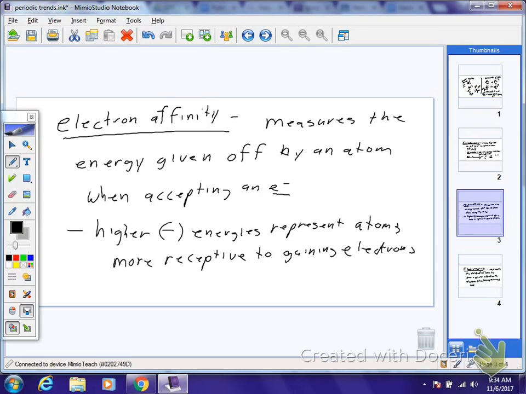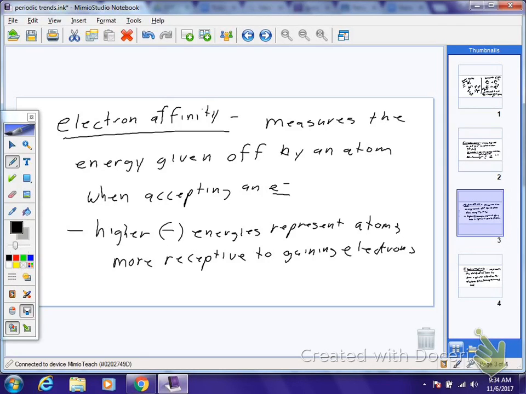Remember in the past we talked about chores. Which chores do you tend to do? Well, the ones that require the lowest energy. And so atoms tend to want to get to a low potential energy. And to do that, if they're able to lose more and more energy, that's good, and they want to do that. So when you look at the chart, they'll have negative numbers, and those negative numbers represent energy given off, and that they're more receptive to gaining electrons.